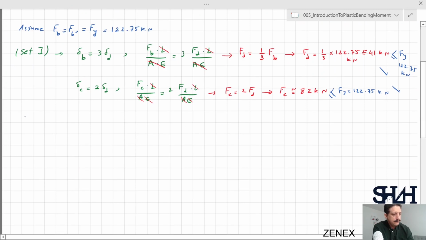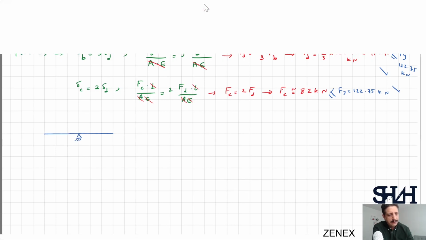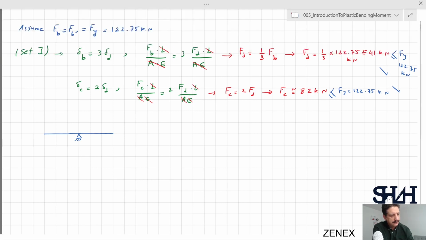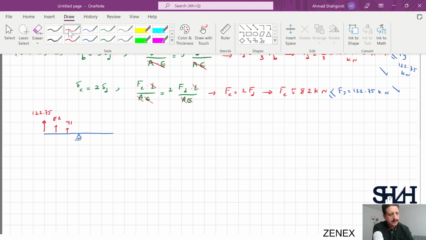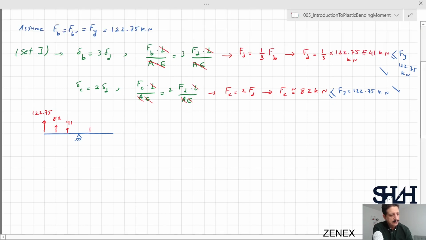So at point A, according to our calculation, now the force at point B will be 122.75, and then this will be 82 kilonewton, and this will be 41. The same concept for the other side will result in the same value, but in the opposite direction.